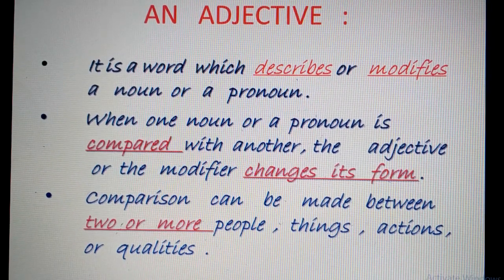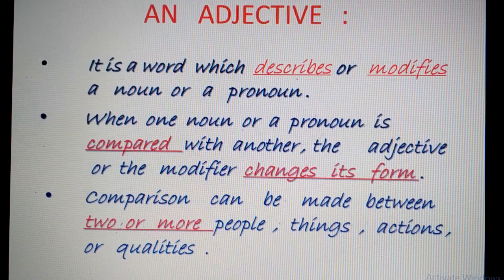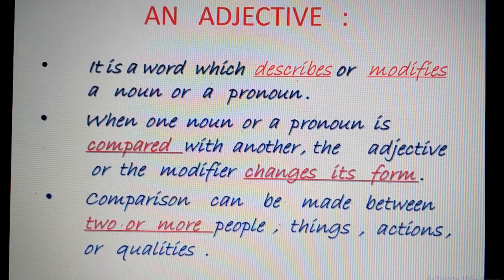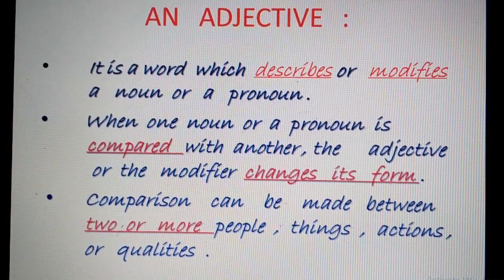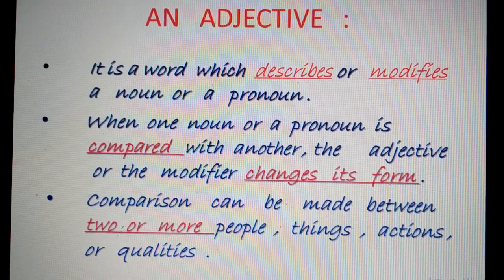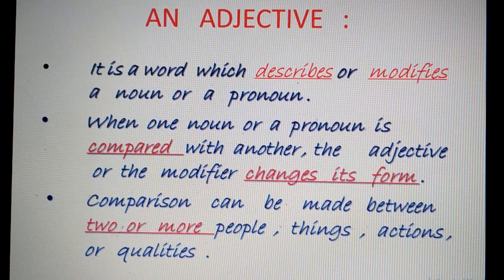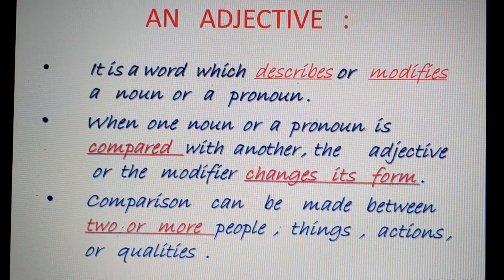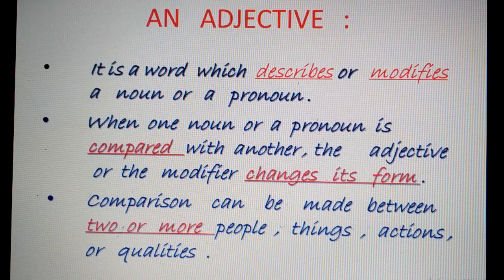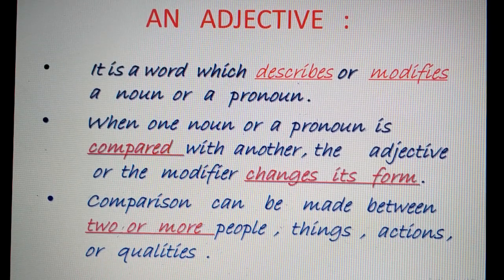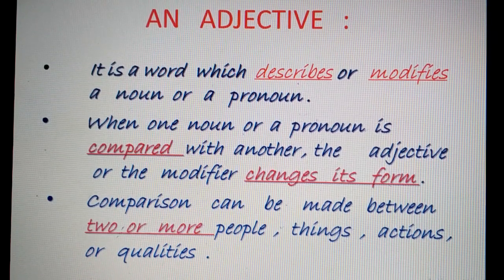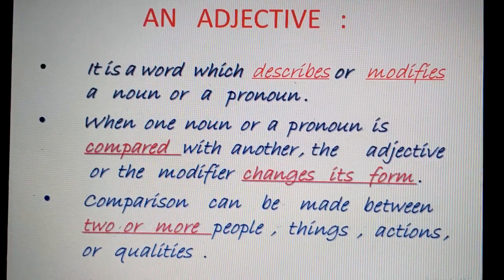particular word which describes or modifies a noun or a pronoun. So, any person, place, animal, or any object in the world may be described in a positive or a negative way. So, the descriptive word that we have is known as an adjective. When one noun or a pronoun is compared with another, the adjective, which we also call a modifier, changes its form.